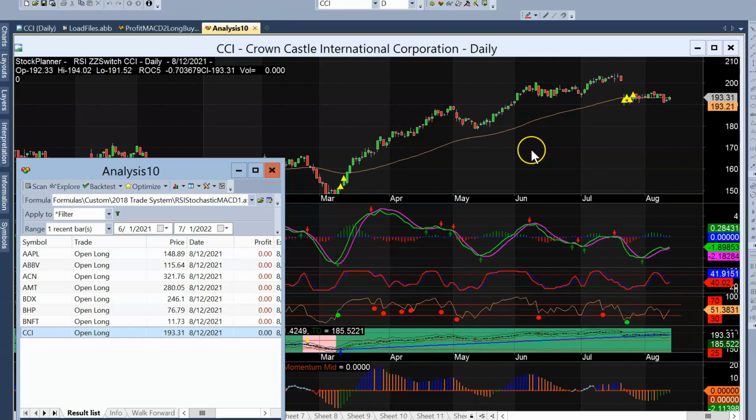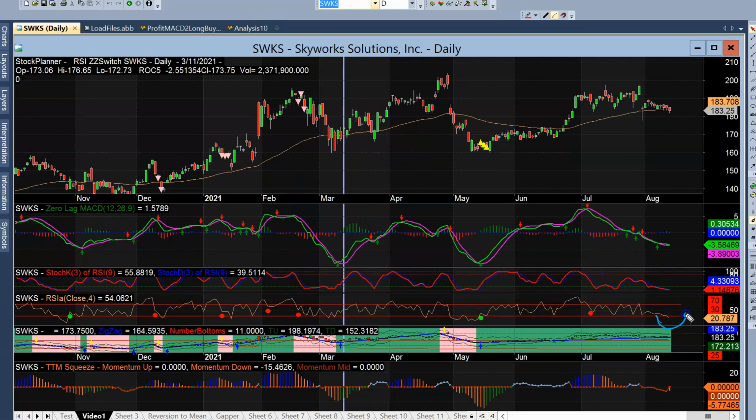It's got 2 or 3 on there that I consider, and I have one other one, SWKS. RSI, it's down below. It hasn't come around yet, though. It's not come around, but it's way below. Has it stopped diving? I'd watch this for a long. Skyworks. Watch it for a long.